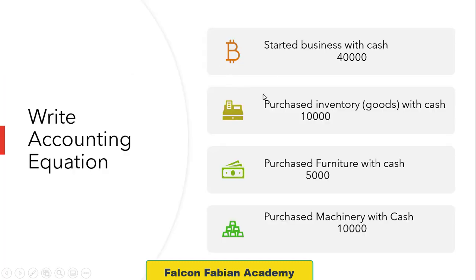In this session, we will be writing the accounting equation for these transactions. To keep it easy and simple, I have picked up only cash transactions. I will be covering credit transactions and writing the accounting equation for that in future videos.